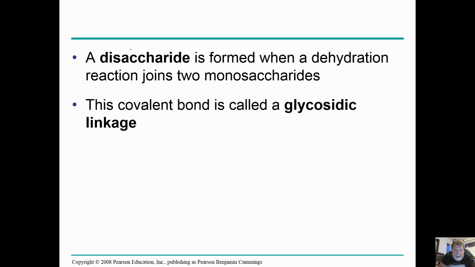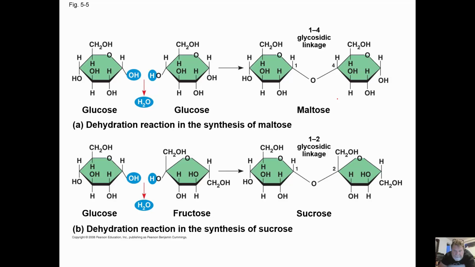A disaccharide is formed when a dehydration reaction joins two monosaccharides, and that's what we call a glycosidic linkage. There's a number of different ones. Maltose has a 1,4 glycosidic linkage between two glucose molecules. So we have here's the 1 sugar, here's the 4 sugar, 1 sugar here, 4 sugar here, and we have that 1,4 linkage.